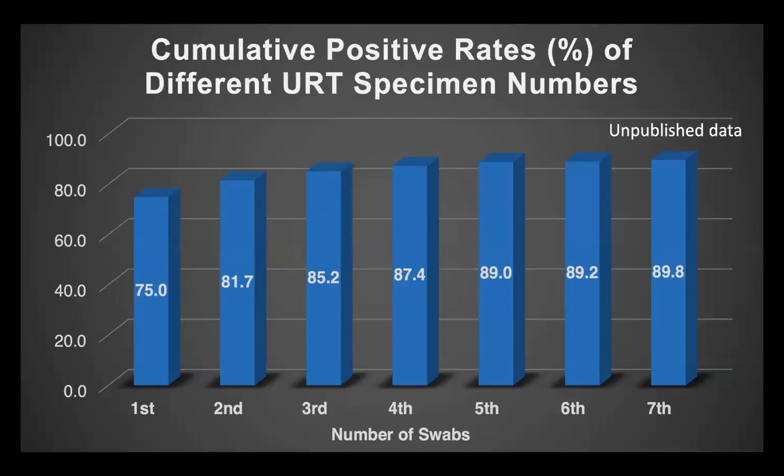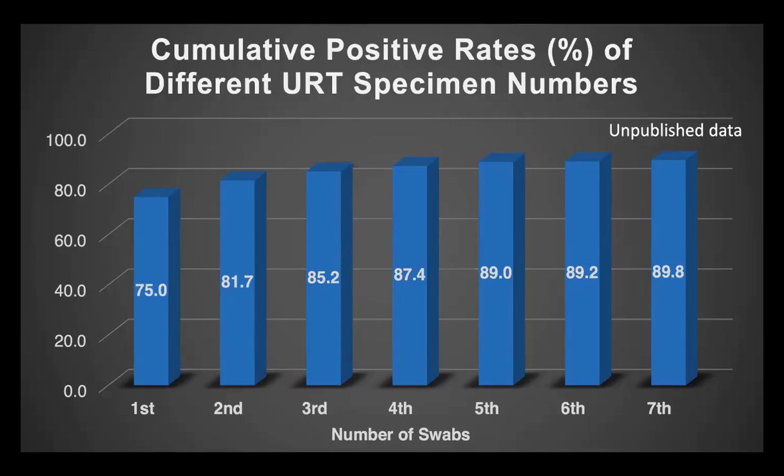So to elucidate the optimal numbers and types of specimen collection for effective initial confirmation of COVID-19 patients, we calculated the cumulative positive rate of consecutive samples from the COVID-19 patients. For the most frequently collected upper respiratory tract specimen, 75% of patients had a positive result after one swab collection.